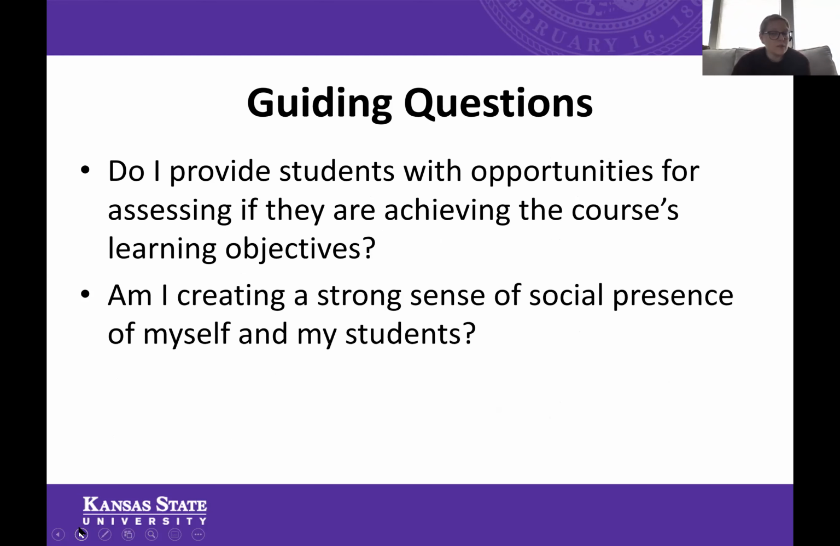And then the last couple of questions is you want to ask if you're providing students with opportunities for assessing if they're achieving the course's learning objectives. So again, that alignment between the assessments and the learning objectives. And again, that strong sense of social presence. Do you see it happening throughout the course? And this is especially useful, as I was saying earlier, for the online, because you really want to make sure that you're giving students that opportunity to really connect and form that learning community together.